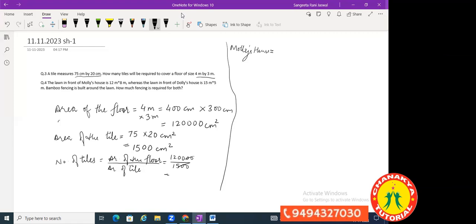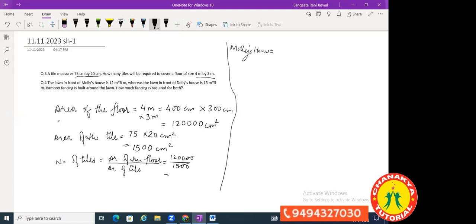This is the dimension. The lawn in front of Molly's house is 12 by 8 meters, whereas Dolly's house is 15 by 5 meters. Bamboo fencing is built around the lawn, meaning containing Molly's and Dolly's house lawn, the fencing of bamboo is built. How much fencing is required for both?